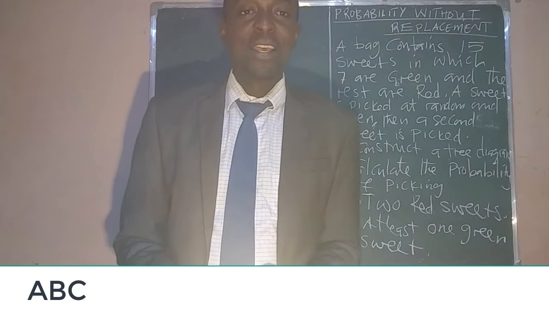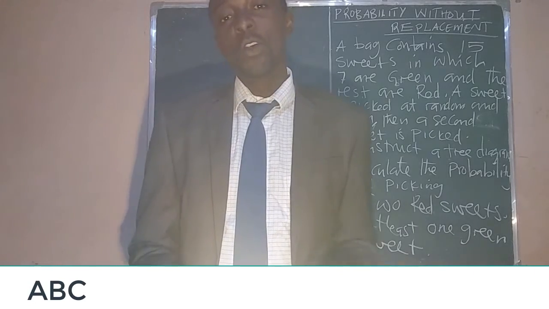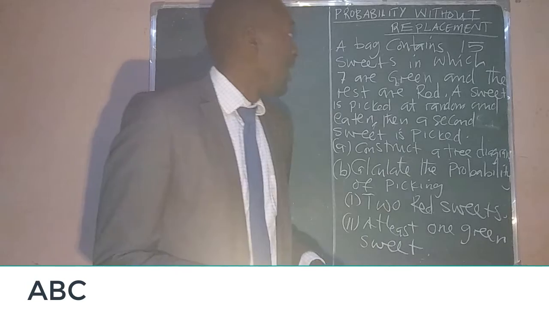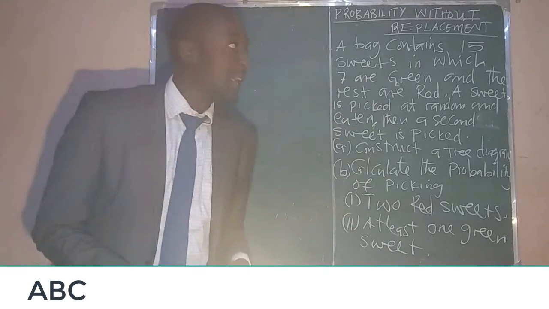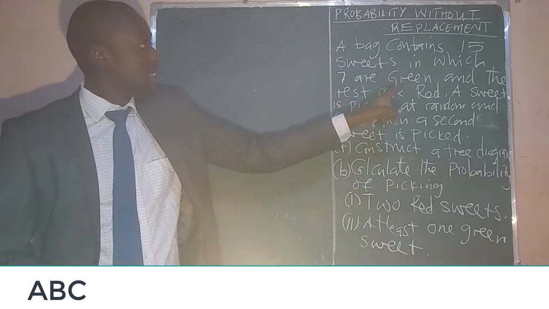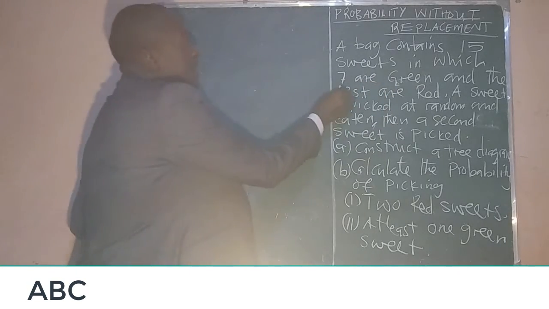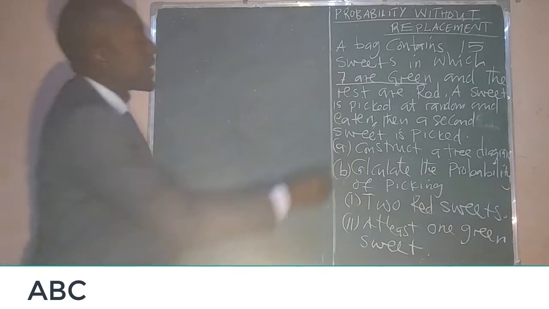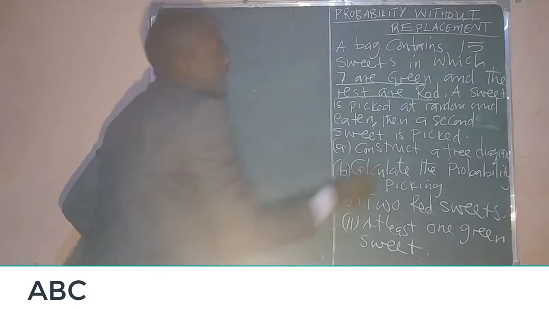Hello friends, this afternoon I would like to show you how to deal with probability without replacement. Okay, so we have an example here. A bag contains 15 sweets in which 7 are green. So 7 of the sweets are green and the rest are red.